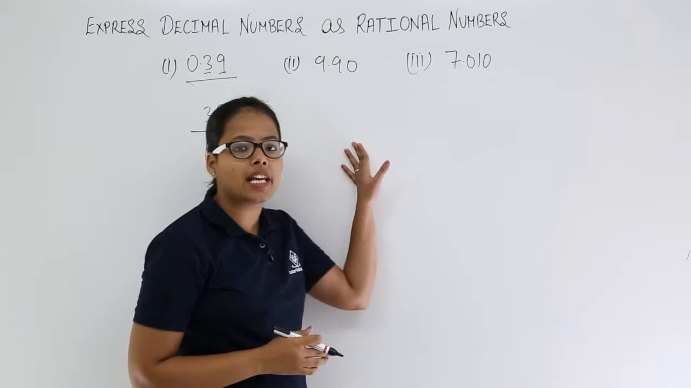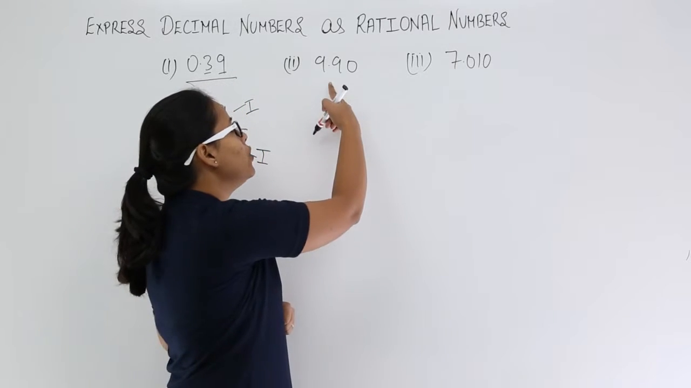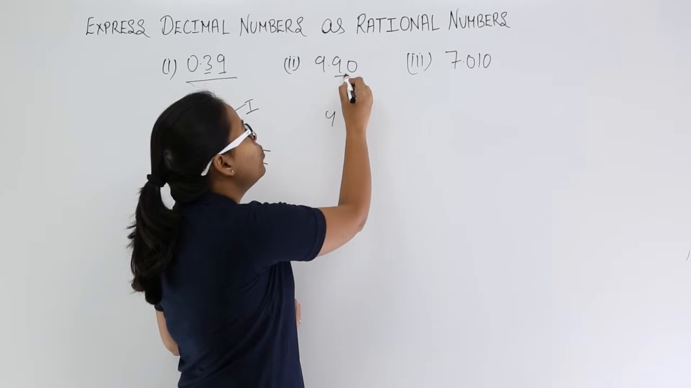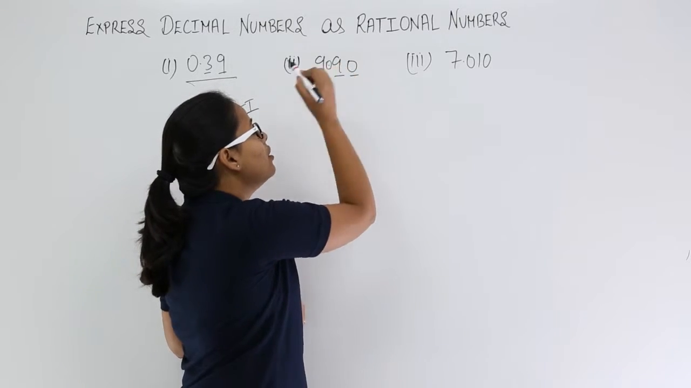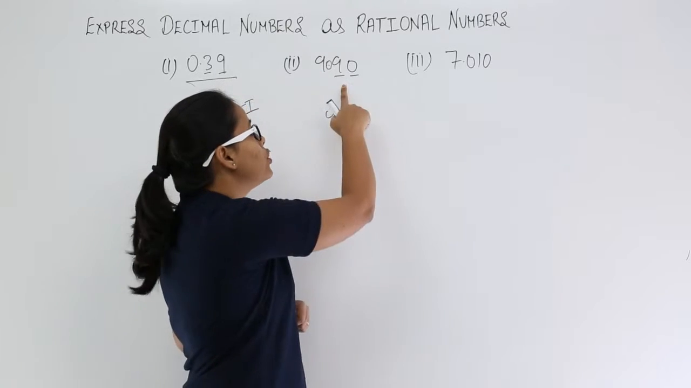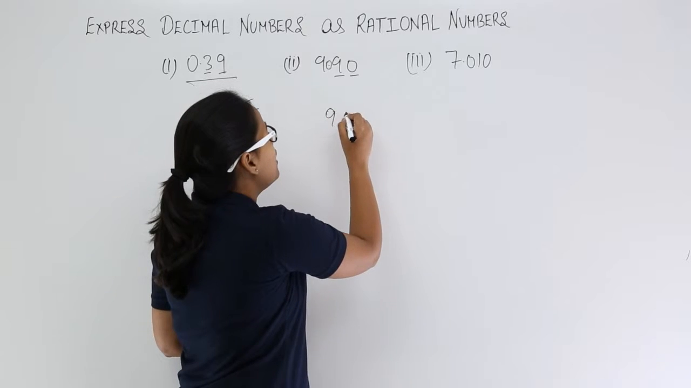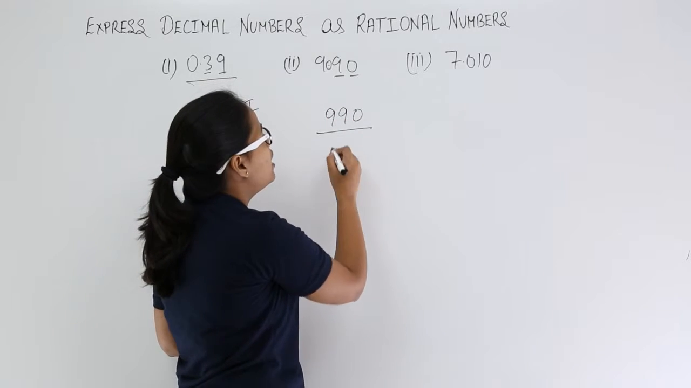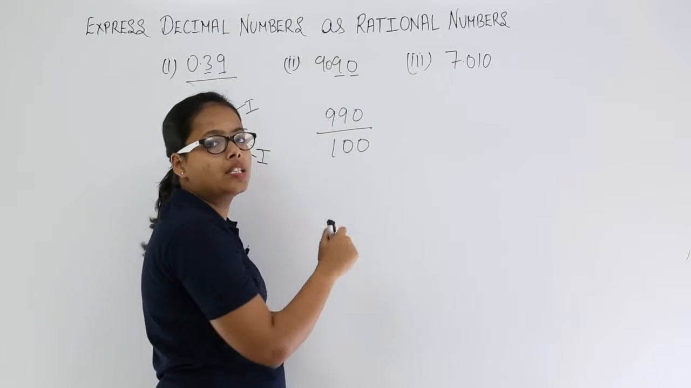Now let's take our second question, which is 9.90. Again you can see that there are 2 decimal digits after the decimal point. Here this is the decimal point. So there are 2 decimal digits after the decimal point. So what can you write? 990 divided by 100. Why 100? Because there are 2 decimal digits.